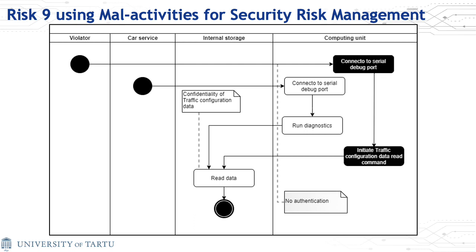Using activities for security risk management. This diagram describes one potential way of a violator gaining access to traffic configuration data. There are two different paths of activity described in the diagram. One path describes activities of the violator using a missing authentication vulnerability, and this leads to loss of confidentiality in a business asset.